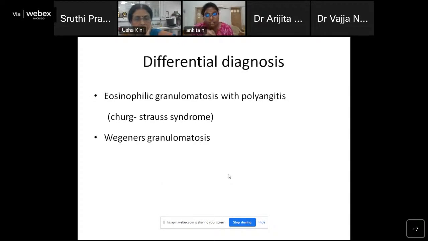So I would like to give a differential diagnosis here. One is eosinophilic granulomatosis with polyangiitis. The features favoring this are plenty of eosinophils and fibrinoid necrosis. The other I would like to give is, we are also seeing occasional neutrophils and geographic necrosis.